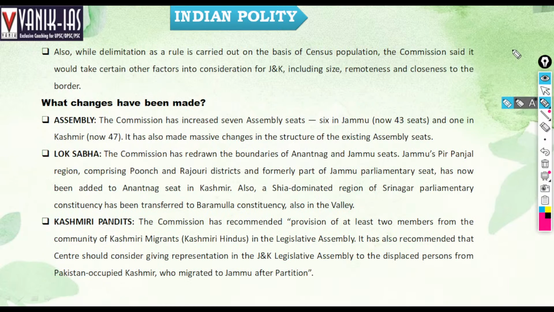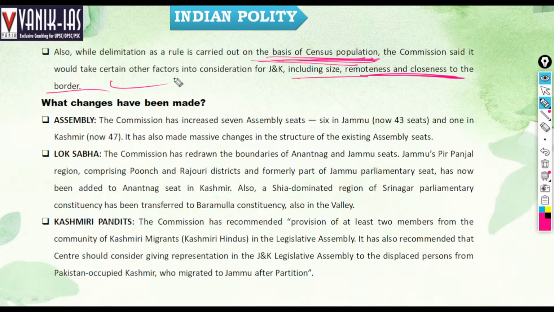Also, while delimitation as a rule is carried out on the basis of census population, the Commission said it would take certain factors into consideration for Jammu and Kashmir, including size, remoteness, and closeness of the border. Correct. So, on the basis of population, it will also take into account size, remoteness, and closeness of the border. These are special considerations taken in the case of Jammu and Kashmir.